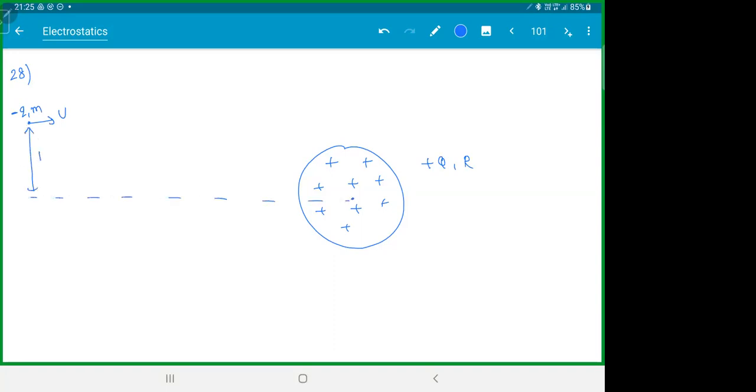So let's say we have a positive charge here, plus q and radius r. And let's say we have a minus q charge with a mass m projected with speed u. This distance is b. Okay, this is very far. Shaurya, there is no gravity here. There's no earth, anything. It is only interaction between the charges, okay? This is a fixed solid sphere.